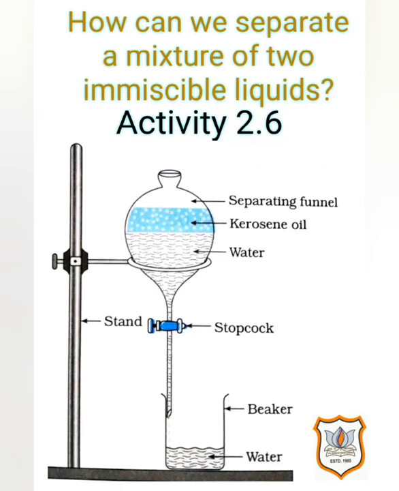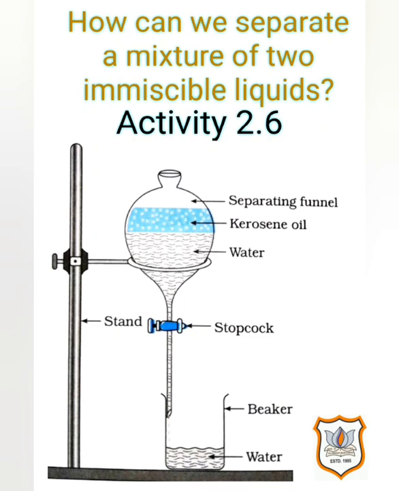Next, how can we separate a mixture of two immiscible liquids? Immiscible liquids means they do not dissolve in each other. We can observe them separately. So, to discuss this, let us have an activity. Activity 2.6. Let us try to separate kerosene oil from water using a separating funnel. A separating funnel is the equipment with the help of which we can separate immiscible liquids.